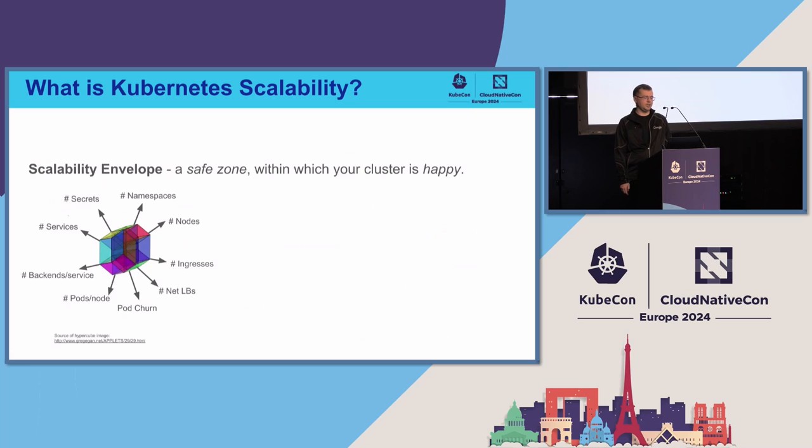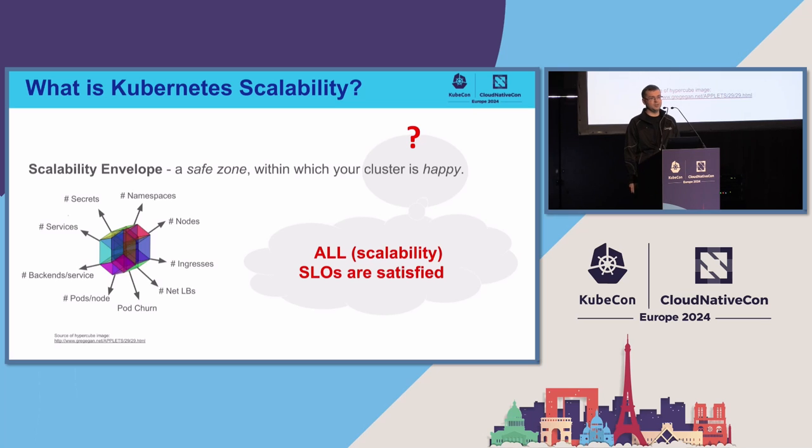So what is this scalability envelope? It's effectively a zone or a subspace in which your cluster stays happy. What does it mean the cluster is happy? It means that the scalability SLOs are satisfied. Kubernetes isn't doing a perfect job in defining SLOs. In fact, I think scalability related ones are the only ones that we as a community have defined. But in general, we should be talking about any SLOs that are defined for a given project.